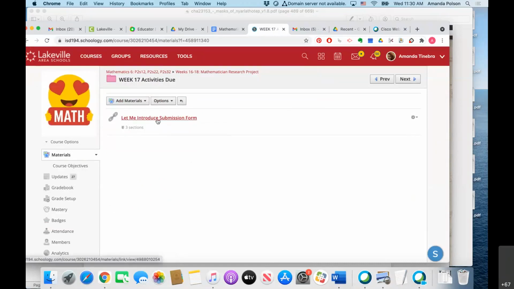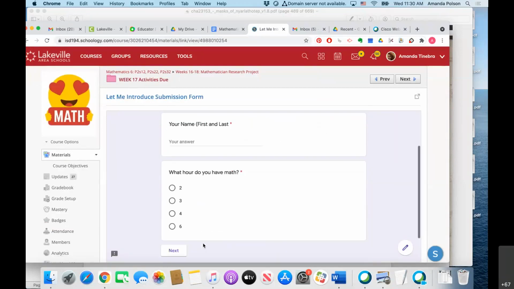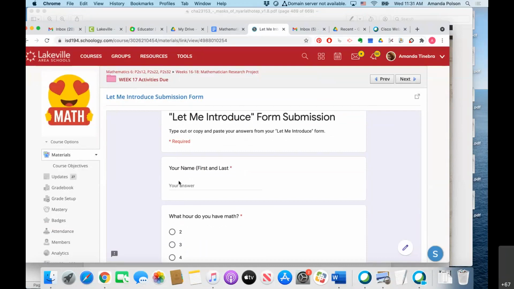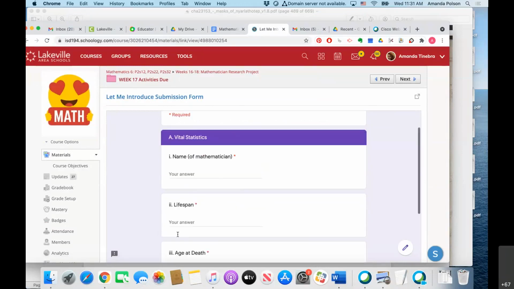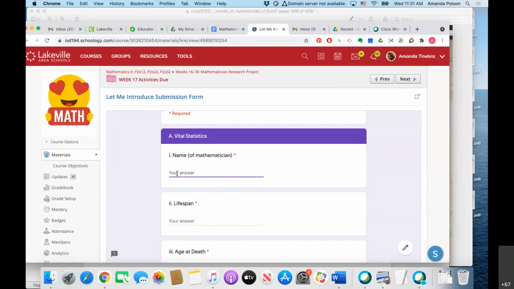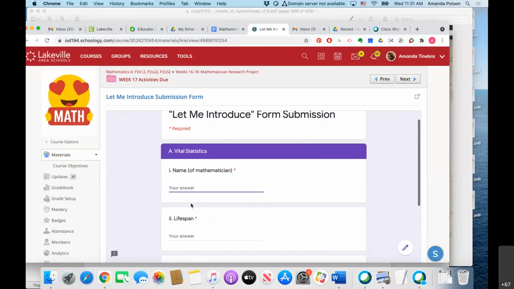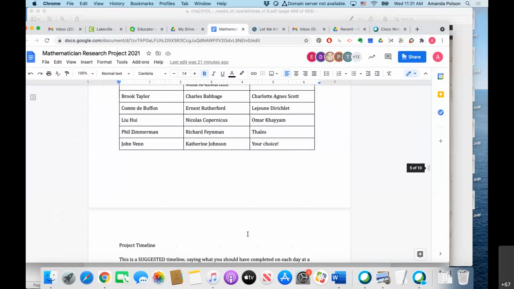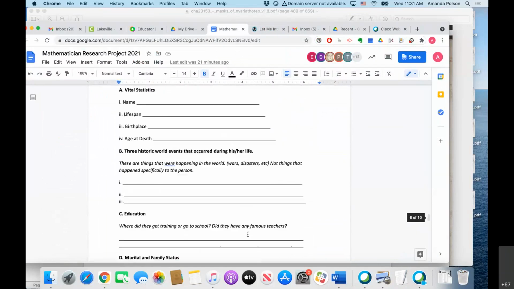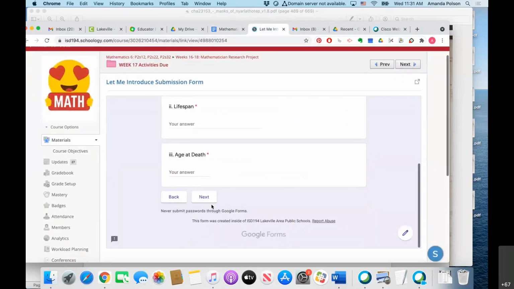The only thing to do is the let me introduce submission form. So when you click on the let me introduce submission form, you're going to fill in your name and what hour you have math. Which everybody has math second hour, so I actually need to change that. Then if you look at this, when you start filling this out, you're going to realize these are all the questions that were on this form that you already did. And you're going to go, why do I have to type this twice? Well, you don't have to type it twice. You already have all this information. So all you're going to do is copy paste this information into this form.